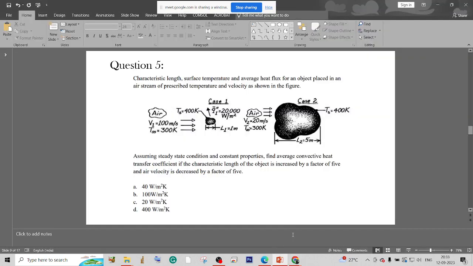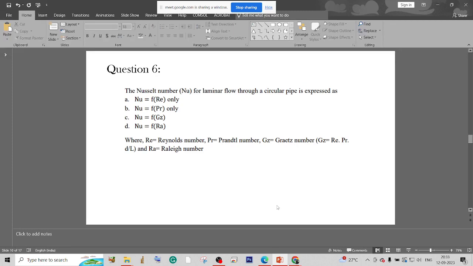Okay, now let's go for the next question. The Nusselt's number for laminar flow through a circular pipe is expressed as which of the following? Is it a function of Reynolds number only, or Prandtl number only, or a function of Graetz number? Graetz number is Reynolds number, Prandtl number into d by L. Or Rayleigh number. Rayleigh number, we know, is used for natural convection, so option D cancels out and won't be the answer. So which is the correct option?